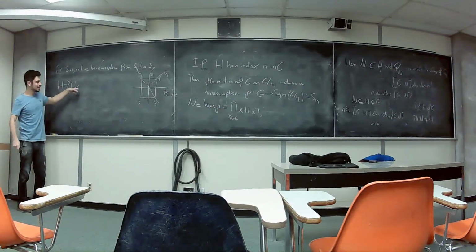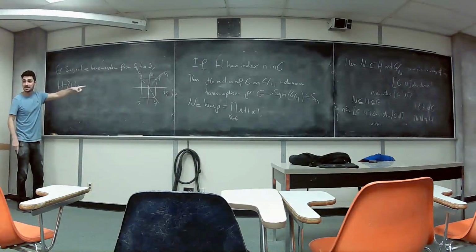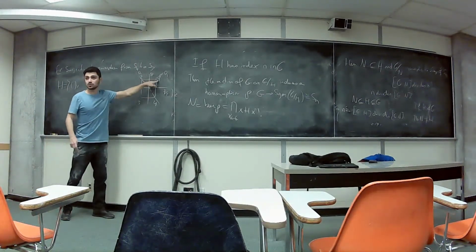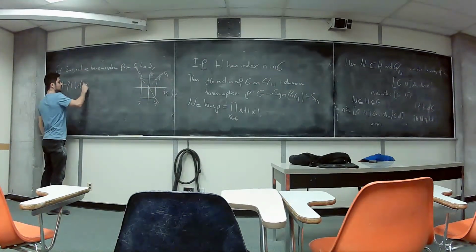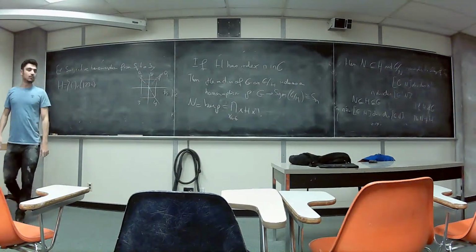I'll start with the first one. Anyone? R. So you say R. What is R in that case? You're rotating everything by 90 degrees. So where does 1 go under R? Where does 2 go to? Where does 3 go to? 4. Very good.